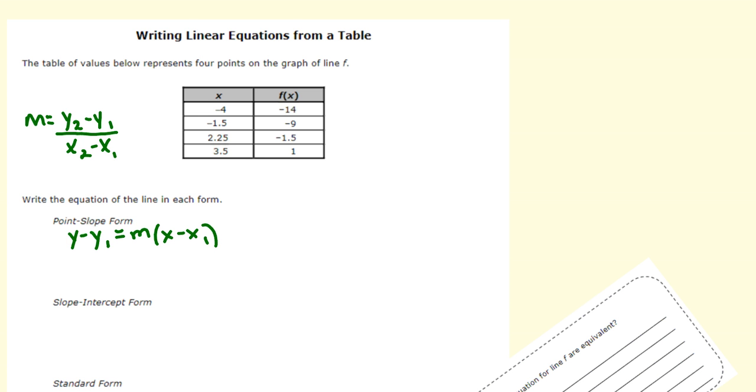So I'm going to do my y2 minus y1. So I'm going to write down 2 points. I'm going to use negative 1.5 and negative 9, and 3.5 and 1.